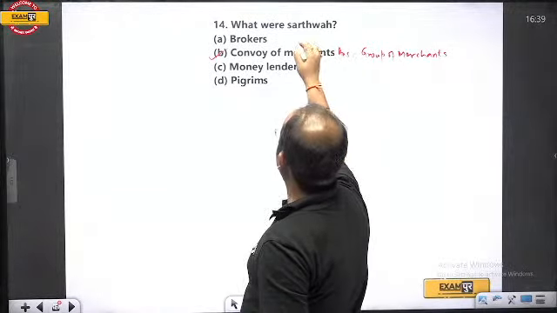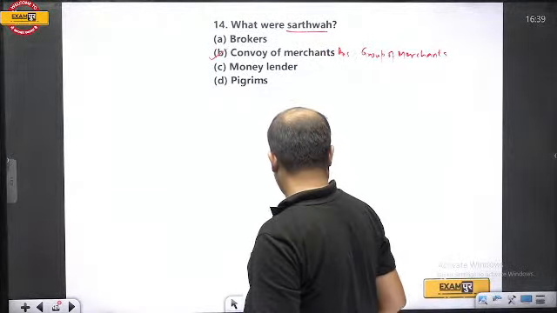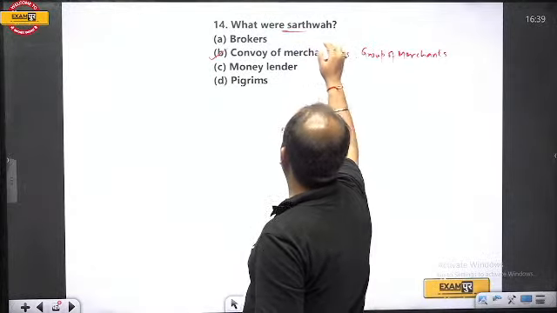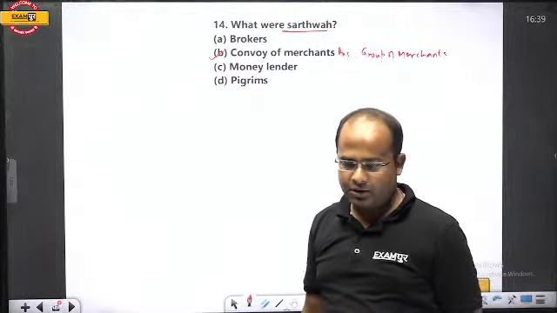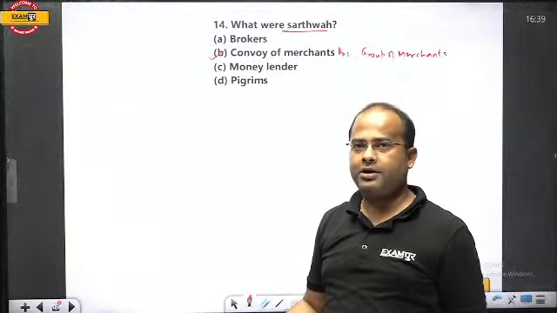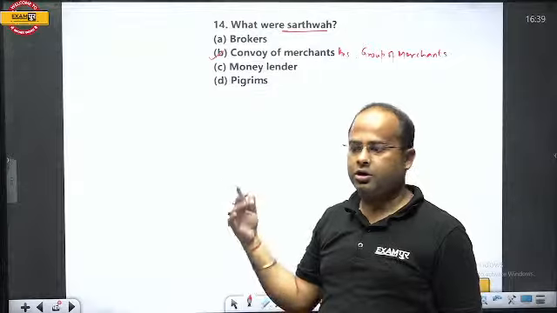They were known as Sarthwa. So that's a question from the Mauryan literature, Mauryan administration. Sarthwa, they were the group of the person. They were the convoy of the merchant or the group of the merchant.